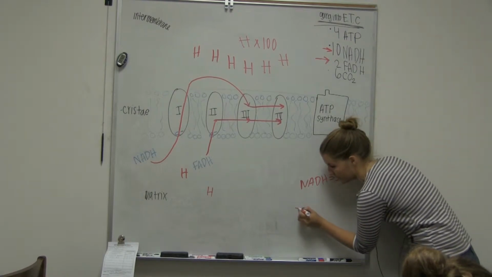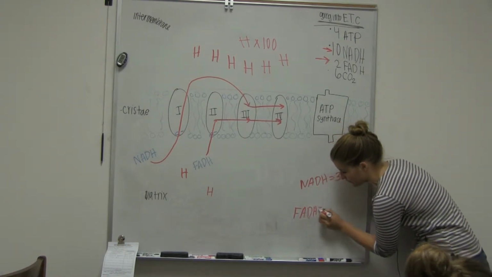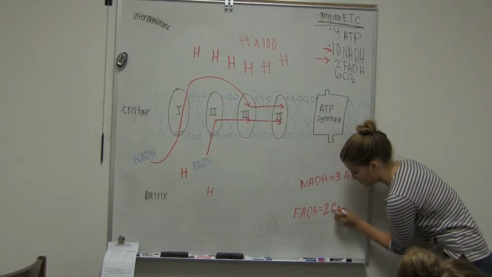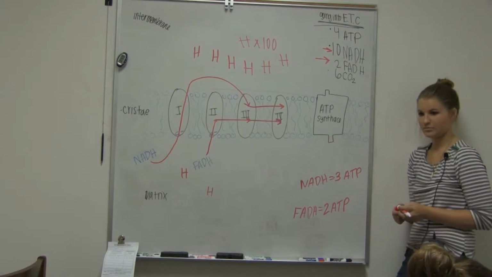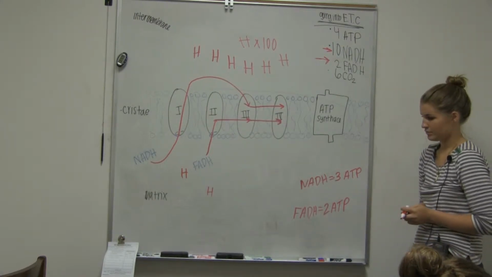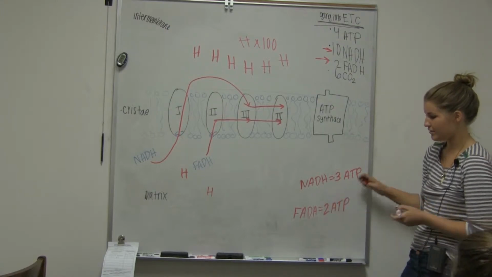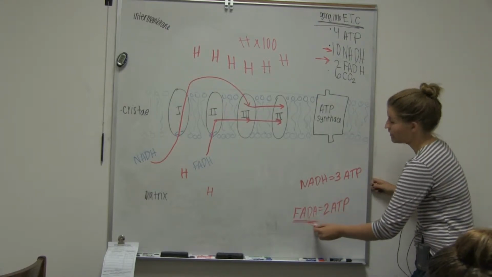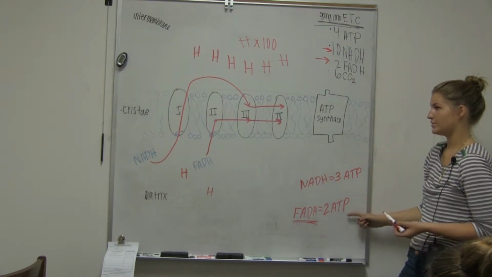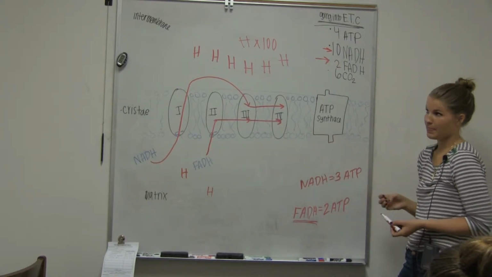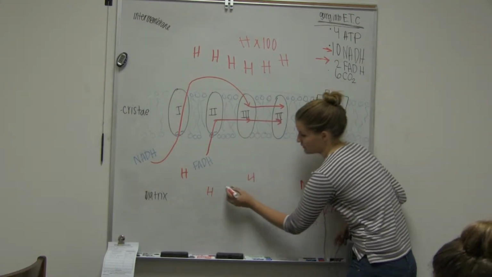And per 1 FADH molecule, we're going to yield 2 ATP. So going back to the fact that we have 2 FADHs, how many ATP do you think we'll yield from all this? 4 then. So let's say we can get 4 ATP because we did 2 times 2.